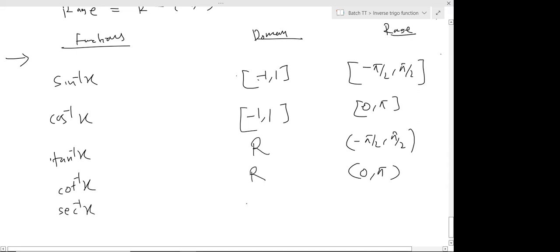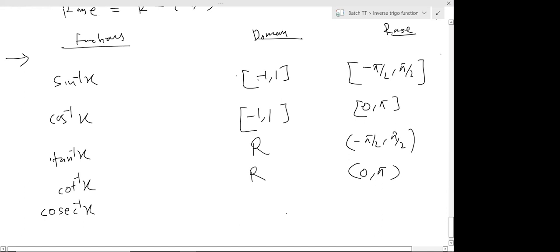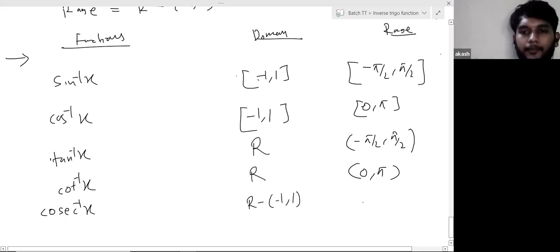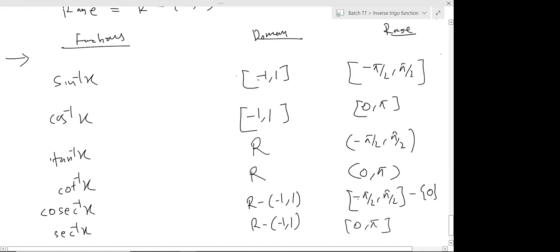Now sec inverse x? Then cosec. Let's write cosec. Cosec inverse x: domain is R minus 1 to 1, open brackets. Range will be minus pi by 2 to pi by 2, close brackets, minus 0. Absolutely. Now sec inverse x: domain is R minus 1 to 1, open brackets. Range is 0 to pi, close brackets, minus pi by 2.